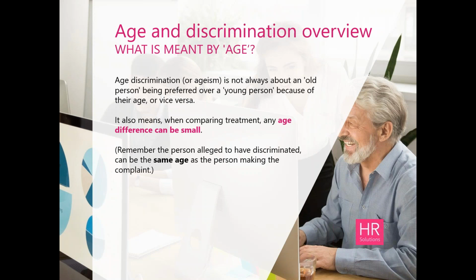And I've just wanted to add in my own reminder there, that's not in the guide, but it is possible for the person who is alleged to have discriminated, okay, to be the same age as the person who's making the complaint about the discrimination, okay? They can possess the exact same characteristic, be the same age or in the same age group.